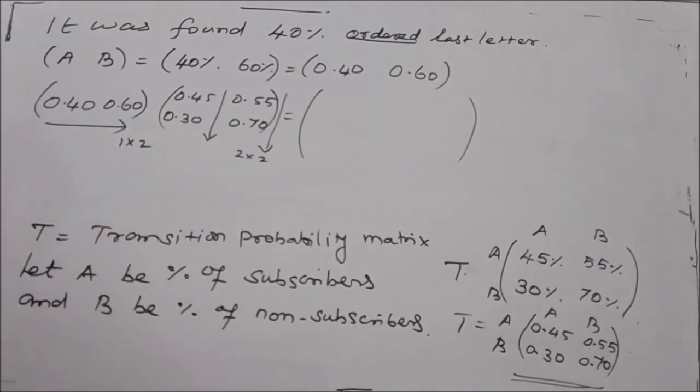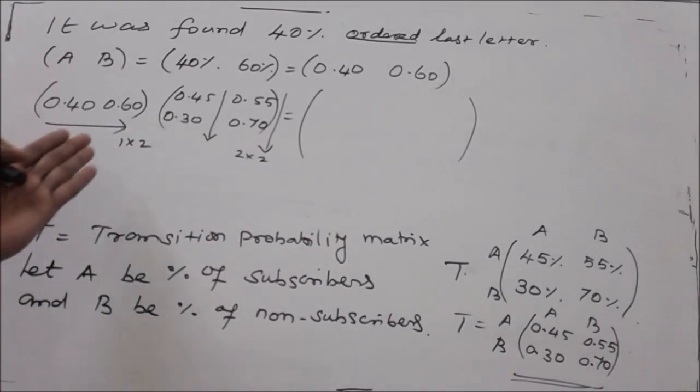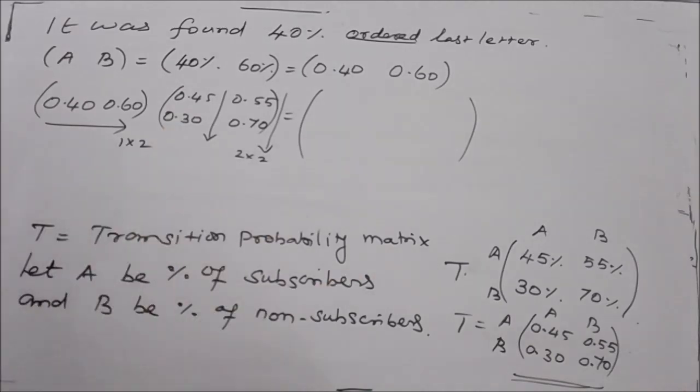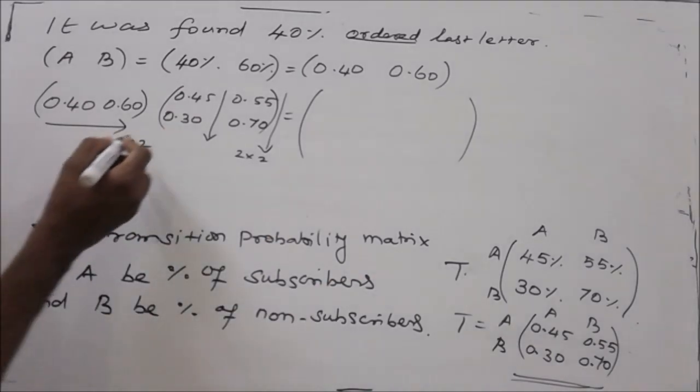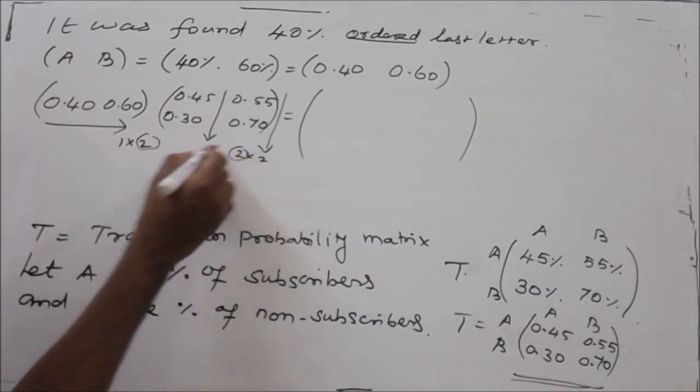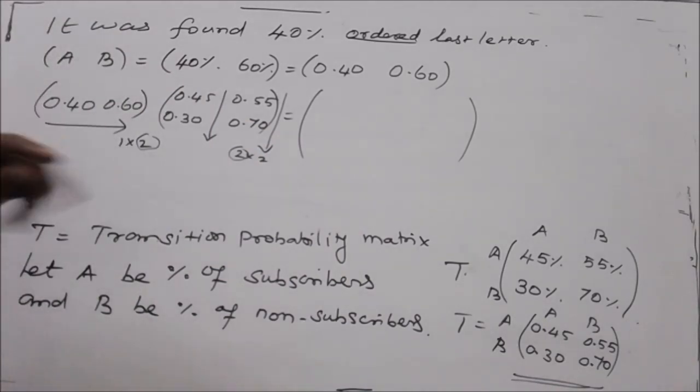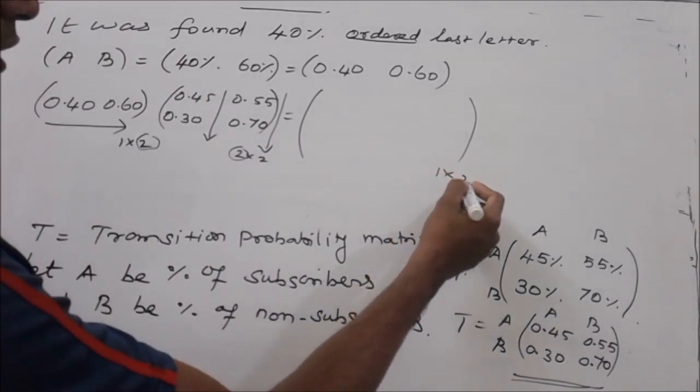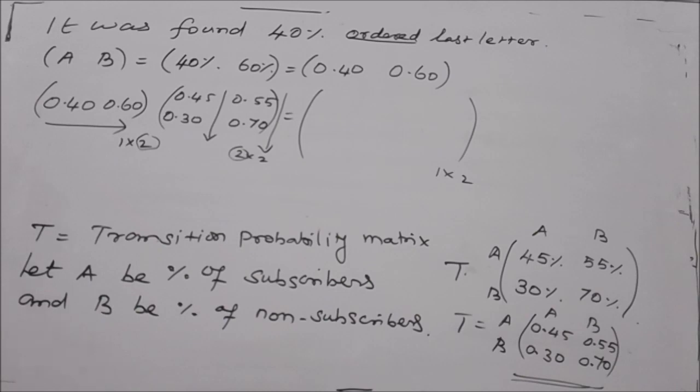The multiplication is possible only if the number of columns in the first matrix is equal to the number of rows in the second matrix. Here it is 2 and here it is 2, both are equal, so we can multiply. The final answer will be 1 cross 2, that means 1 row and 2 columns. In that case, 1 row 2 columns will appear.